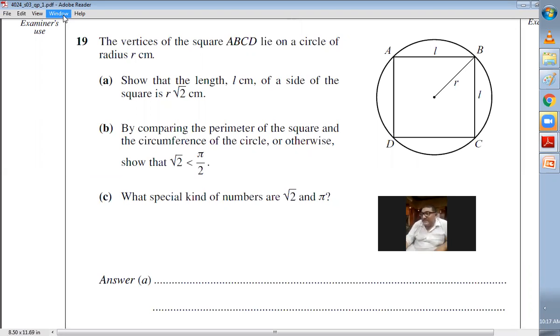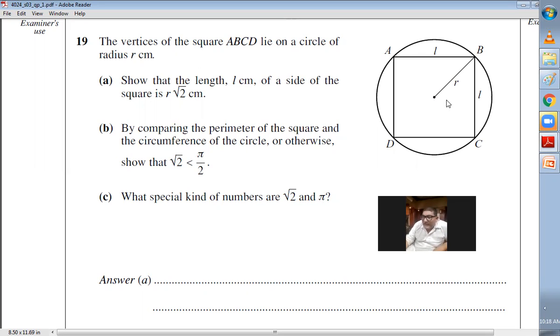The methodology is very simple. Try to understand this. This is one chord, this is another chord, another chord, another chord. All these chords are of equal length. They are sides of a square. So when I join the chords here, this 360 degree angle at the center will be divided into 4 equal parts. So each equal part will be 90 degrees.